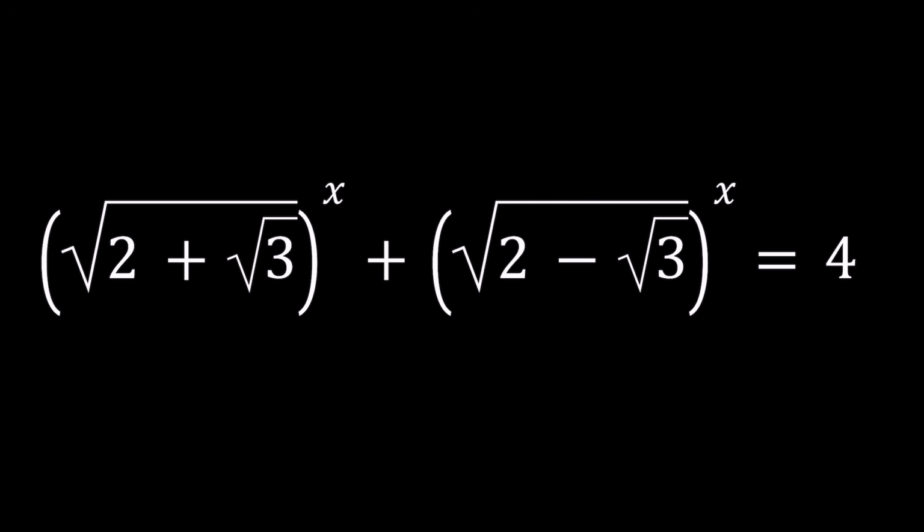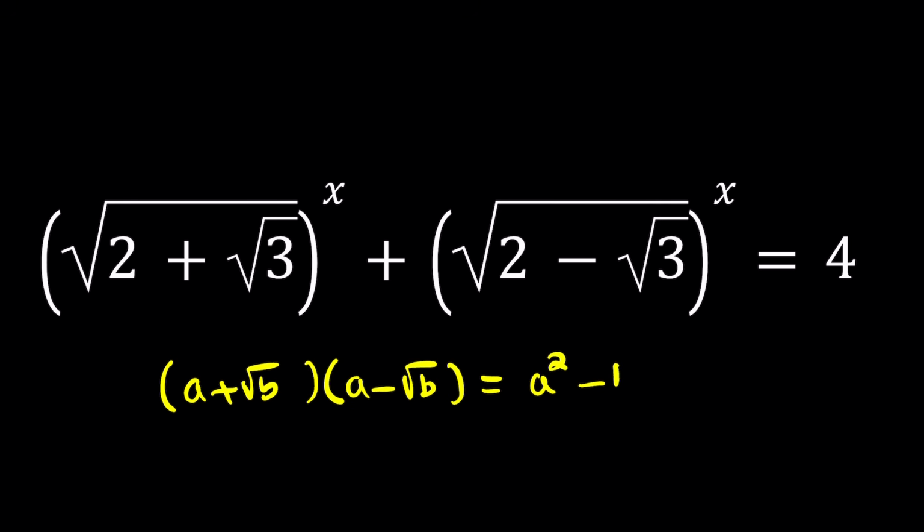First of all, I want you to notice that these two expressions are conjugates. In other words, expressions like a plus root b and a minus root b are considered conjugates because when you multiply them, you get, from the difference of two squares, something like this. And of course, if a squared minus b is a perfect square, then it's a really nice thing to have, because that means you should be able to denest these radicals.